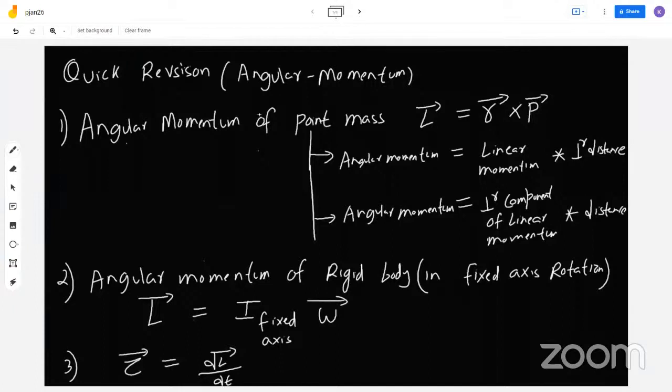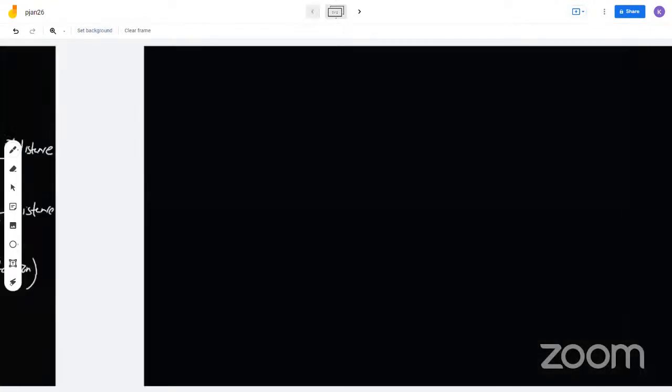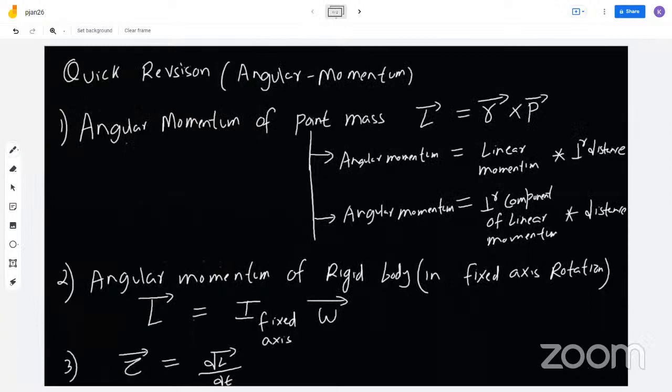From this expression we derived one important concept. What was that, guys? Angular impulse, angular momentum theorem. Correct, students? How did we derive it? This we have done before in the last class. You have copied this, right? Yes. So this we had done before: angular momentum of point mass and angular momentum of rigid body.